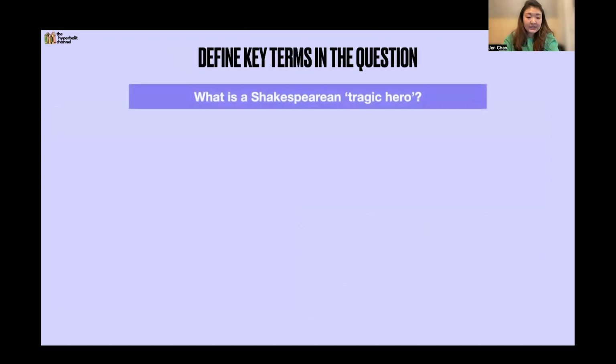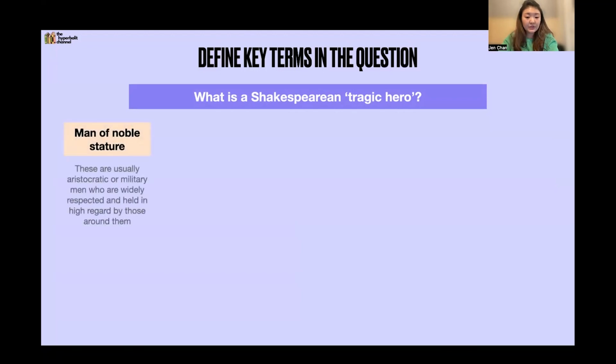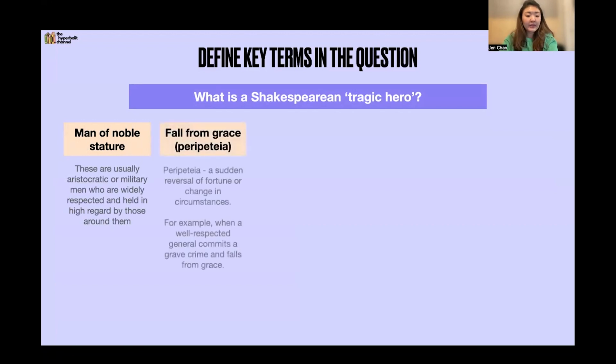So, as I said just now, it's important for us to define key terms in the question. So in this context, we're thinking about what is a Shakespearean tragic hero. There are a couple of elements that go into a hero, specifically a tragic hero in Shakespearean plays. So first, they tend to be men of noble stature. These are usually aristocratic or military men who are widely respected and held in high regard by those around them. And they also suffer what we call a fall from grace.